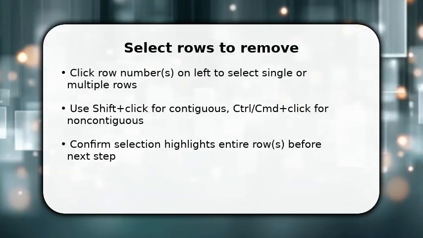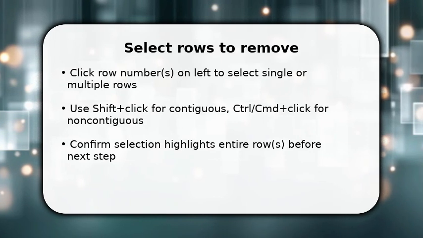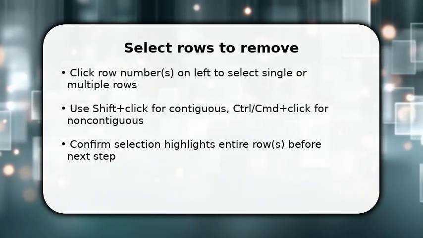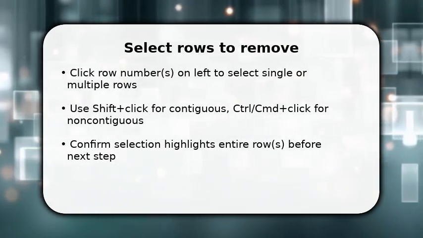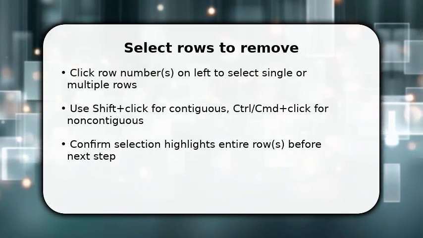You start by selecting the rows you want removed. Click the row number at left. For a block, use Shift plus click. For scattered rows, use Ctrl or CMD while clicking.